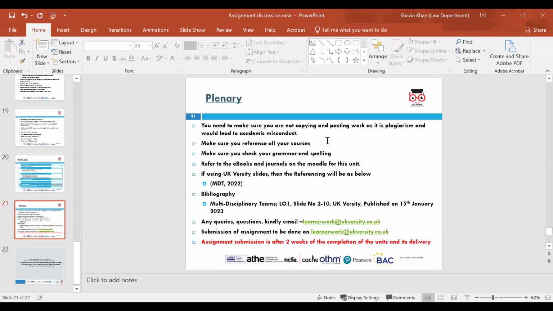And also, if you're using UK Varsity slides, then the reference would be MDT in text, and in the bibliography: multidisciplinary teams, learning outcome 1, slide number 2 to 10, published on 15th of January 2023. Okay.